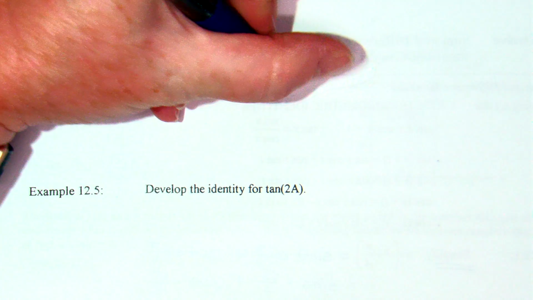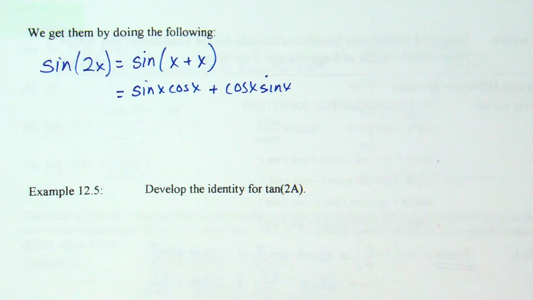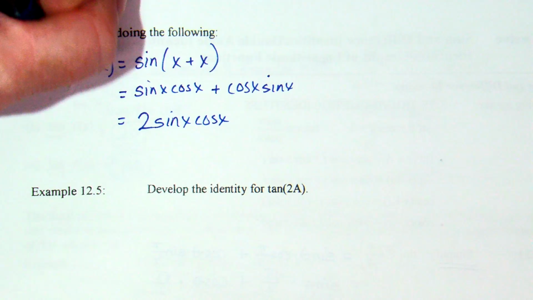Okay. Clean this up. What is sine x cosine x plus cosine x sine x? 2 sine x cosine x. Because aren't these like terms? Even though the pieces are flipped, they're like terms. So sine x cosine x plus sine x cosine x is going to be 2 sine x cosine x. So right there, we have just proven that one, or developed it, that sine 2x is 2 sine x cosine x.